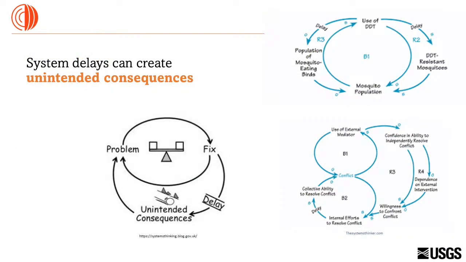I've touched on this on the previous slide, how delays can do this, but just to go through a really easy example here. So you have a problem, you have a fix, you apply the fix to the problem, it fixes the problem, unless there's a delay in the system, which causes unintended consequences, which causes your problem to get worse. So an example of this from the natural world is the use of DDT or any sort of pesticides ends up causing all kinds of unintended consequences.